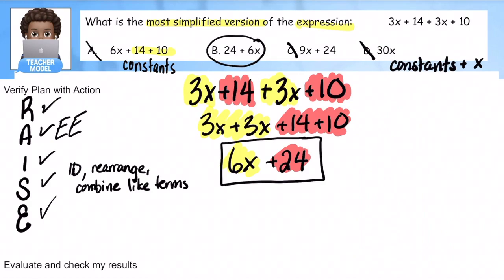Notice how we can show all our thinking on the page and we can justify our elimination of all 3 different options. Great job today, Math Marbles. We're going to get more practice with this.